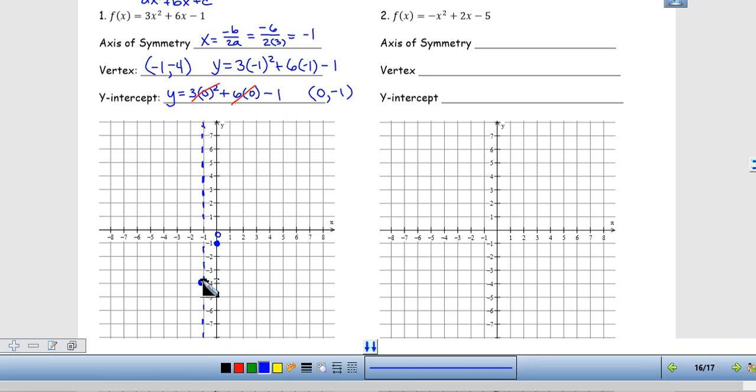Yesterday we talked about that every point on the right has a mirror image point on the left. So I automatically know that I'm going to have a point at negative 2, negative 1. And now I can sketch my graph.